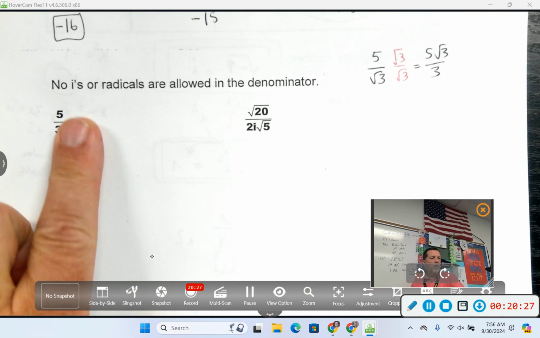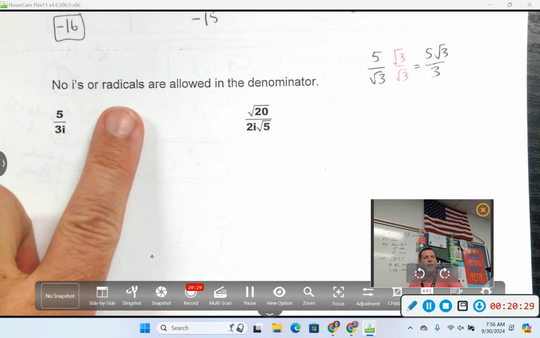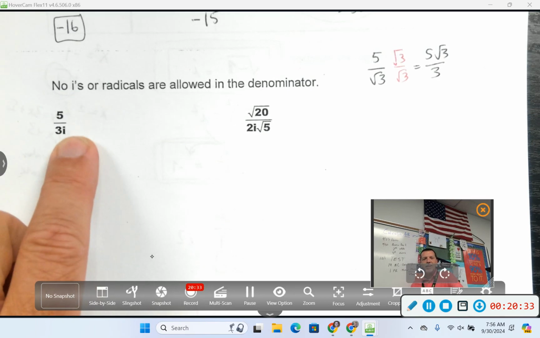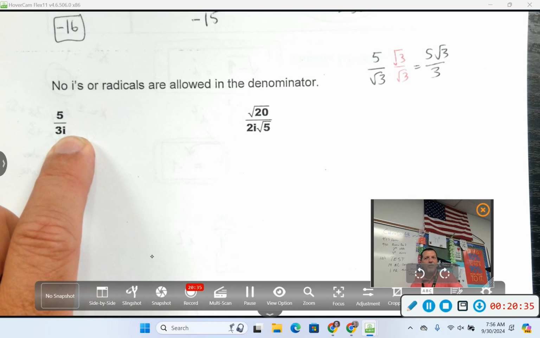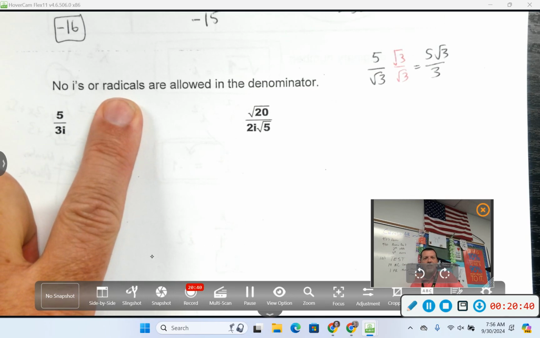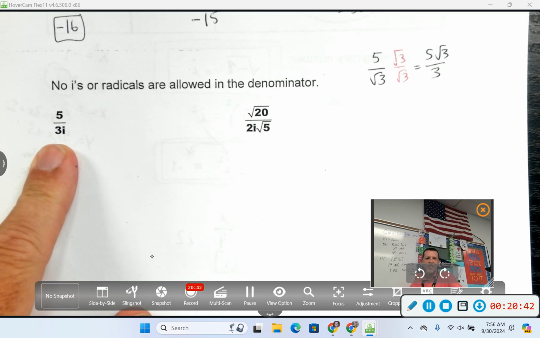So, no i's or radicals in the denominator. Like, this is a little bit repetitive because an i is a radical. It doesn't look like a radical, but i is square root of negative 1. So i is a special type of radical, so it is also not allowed in the denominator.